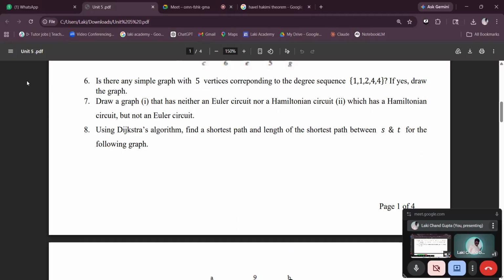Draw a graph which is neither Eulerian circuit nor Hamiltonian circuit. So this type of question you have to learn. Learn one example of what? That is Euler but not Hamiltonian. That is Hamiltonian but not Euler. That is both, and that is both not. Okay, I will show you.